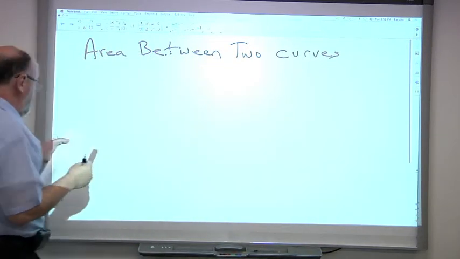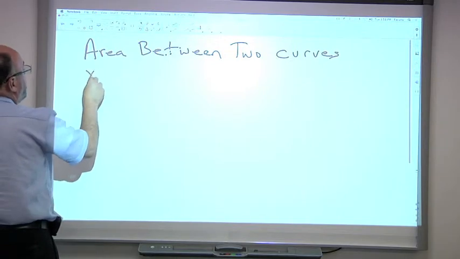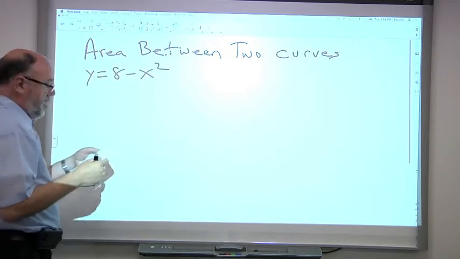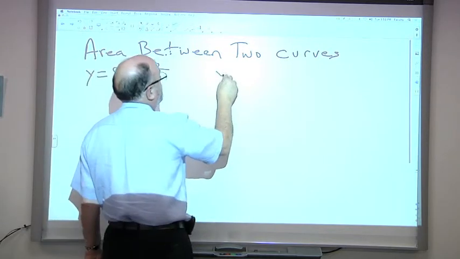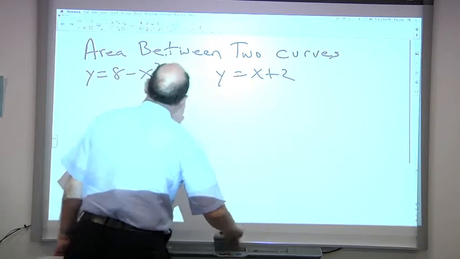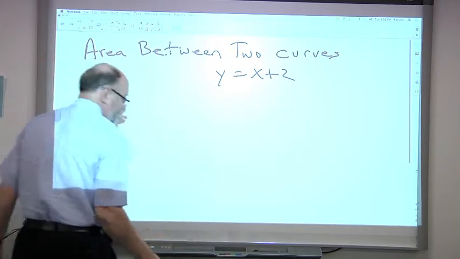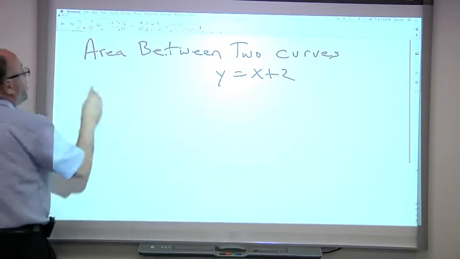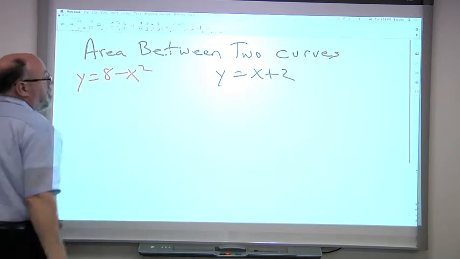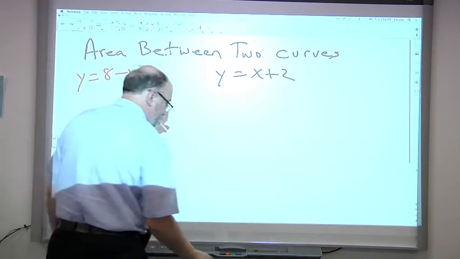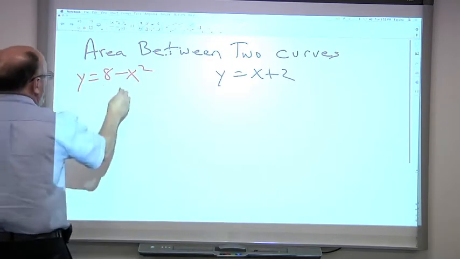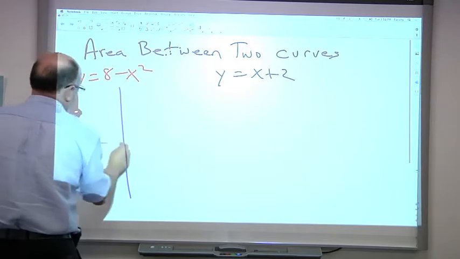And so, for example, we got y equals 8 minus x squared. And then my other equation is y equals x plus 2. In this case, let's actually change the colors here a bit. Let's make this y equals 8 minus x squared. And so we want to graph these. Right? So let's put them on a graph.